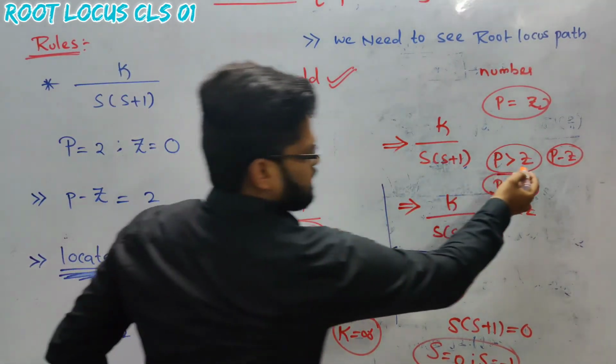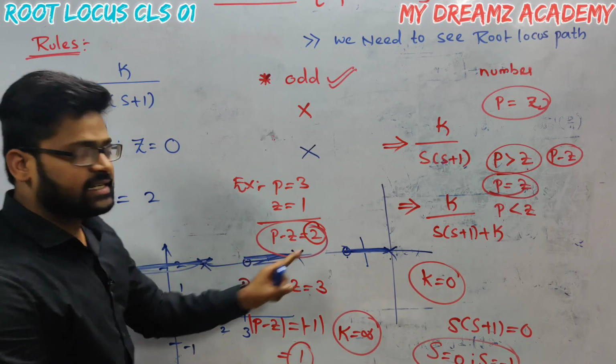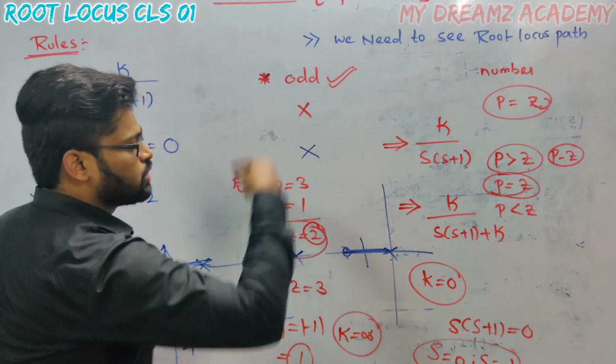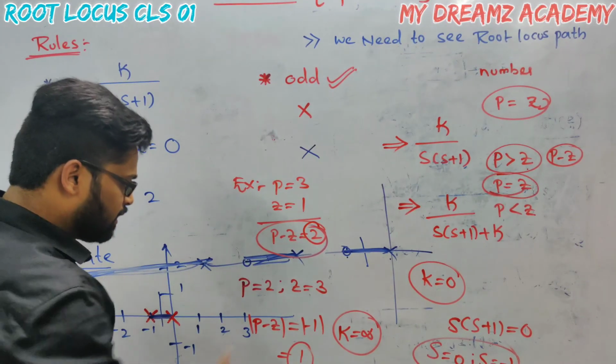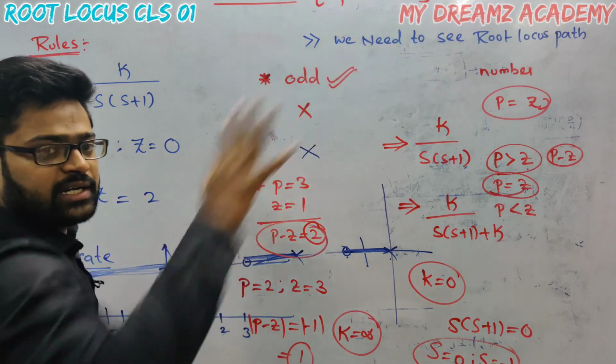In this case, P minus Z is equal to 2, so 2 zeros at infinity. Similarly, here one pole is at infinity. We need to assume that one pole is at infinity.